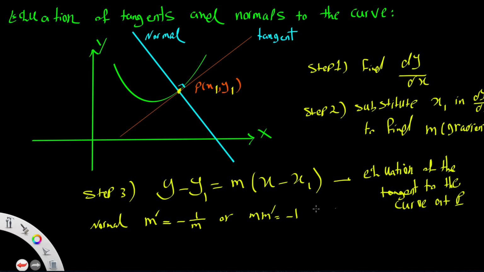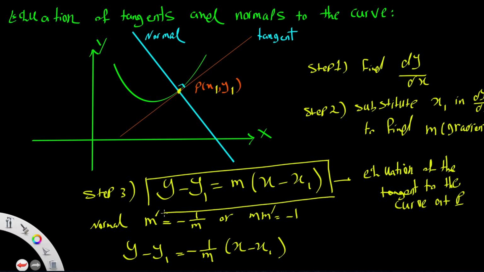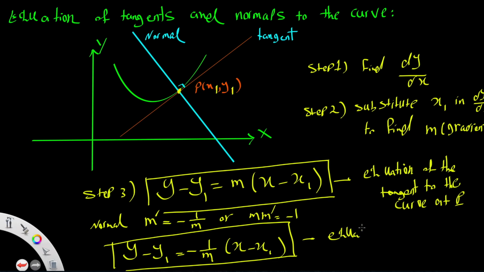So in order to write the equation of the normal, we use again the same point, but as gradient, because it is normal and is to be perpendicular, we use the negative reciprocal of the gradient of the tangent: y minus y1 equals negative 1 over m times (x minus x1). So this is the equation of the tangent, and this is the equation of the normal to the curve at P.